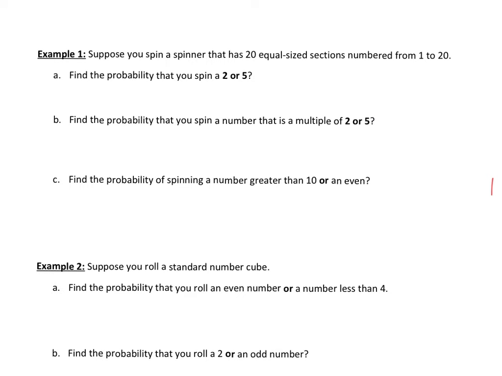So these are actually a lot easier than what that may have sounded. Let's look at a few examples. If you have a spinner that has 20 equal size sections from 1 to 20, and you want to find the probability that you spin a 2 or 5, well, there are 2 favorable outcomes out of the 20. So really what we're looking at is a 1 in 10 chance. That's our probability of picking a 2 or 5.